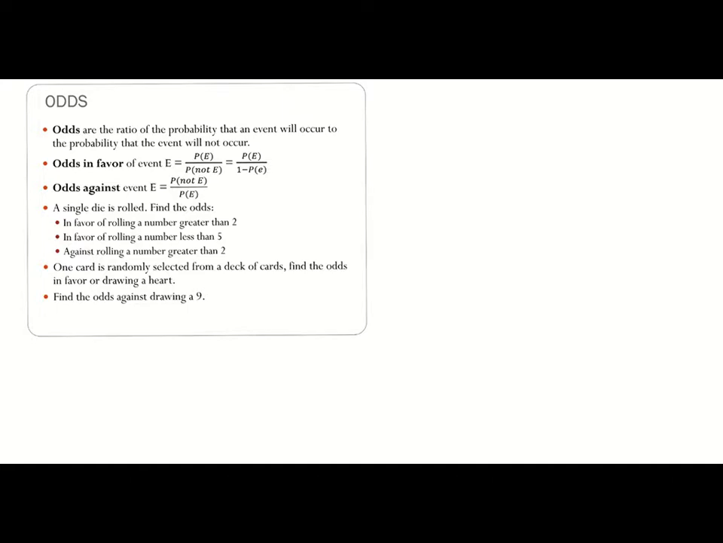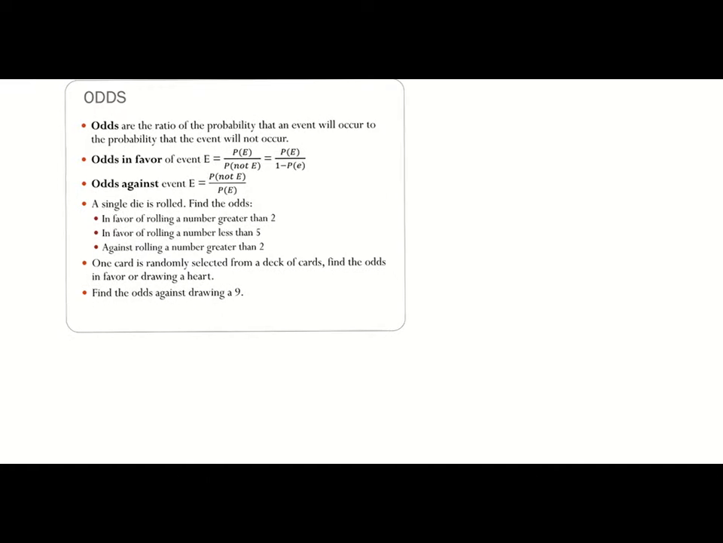Okay, so here we're going to look at odds. And odds are the ratio of the probability that an event will occur to the probability that the event will not occur. So if you do odds in favor, you want to have the probability of the event occurring divided by the complement or not occurring. If you do odds against, you want the probability of the event not occurring first over the event occurring. So we're going to start off, and a single die is rolled.